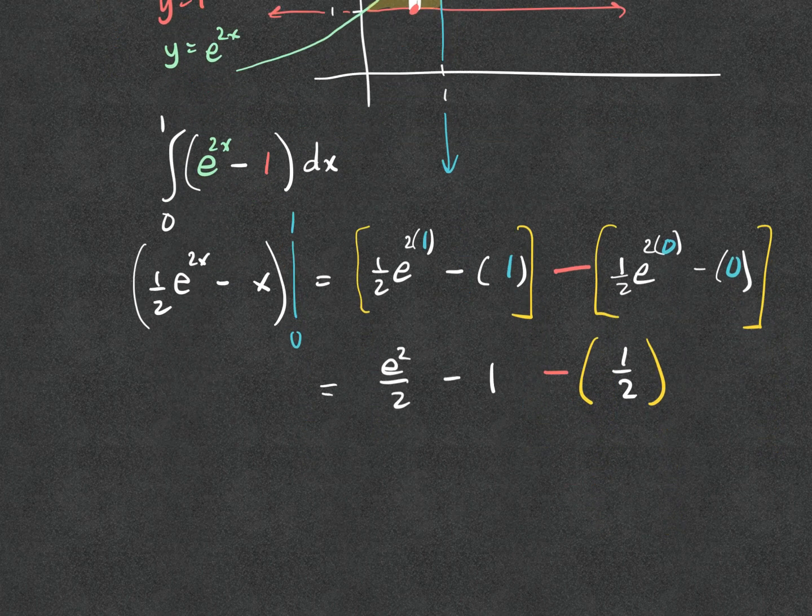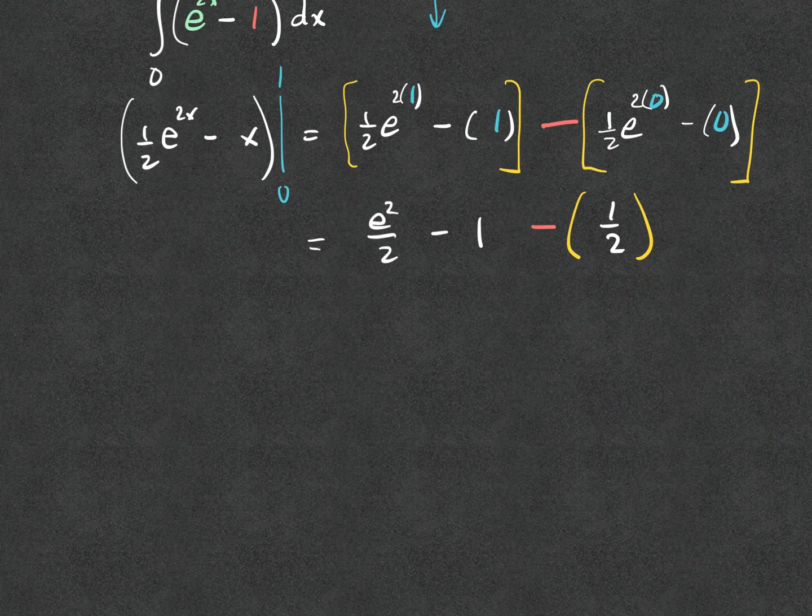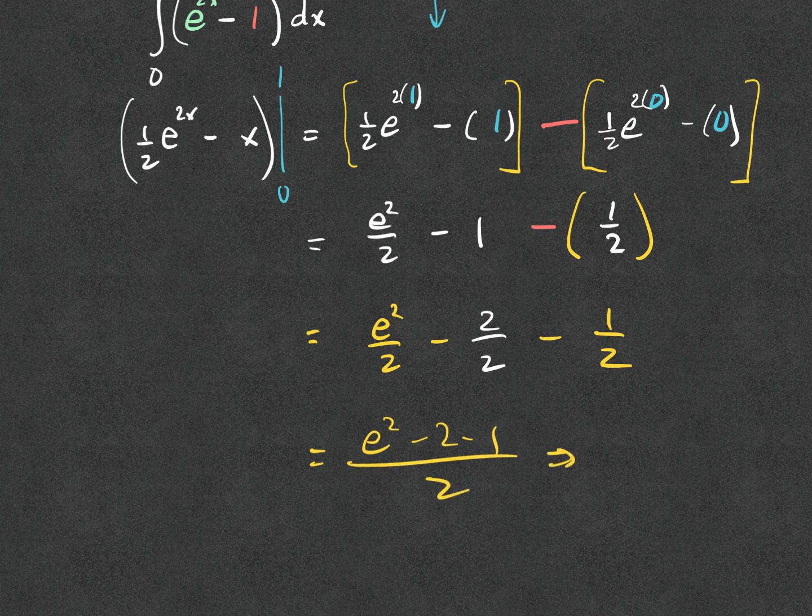All right, we're pretty much done here. It doesn't match any of the answer choices yet, but if we get common denominators, it will. So we have e squared over 2 minus 1, which is 2 over 2, and then minus 1 over 2. So we have e squared minus 2 minus 1 all over 2, or the answer e squared minus 3 over 2.